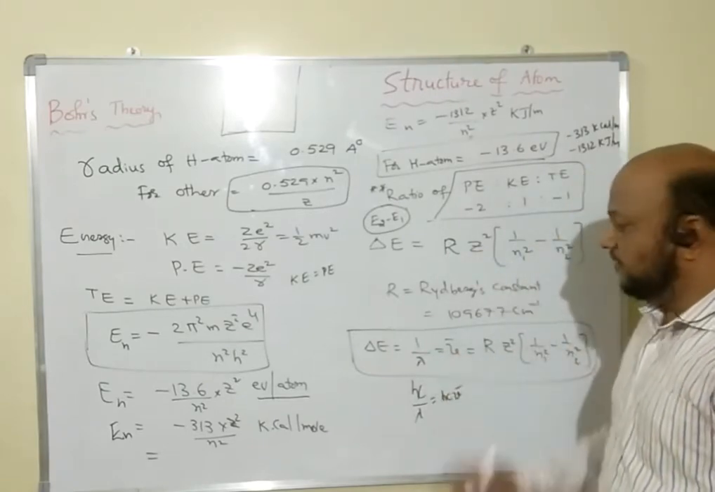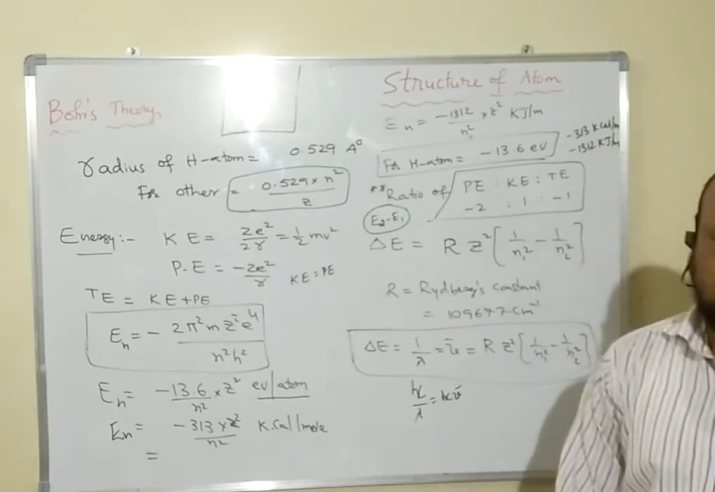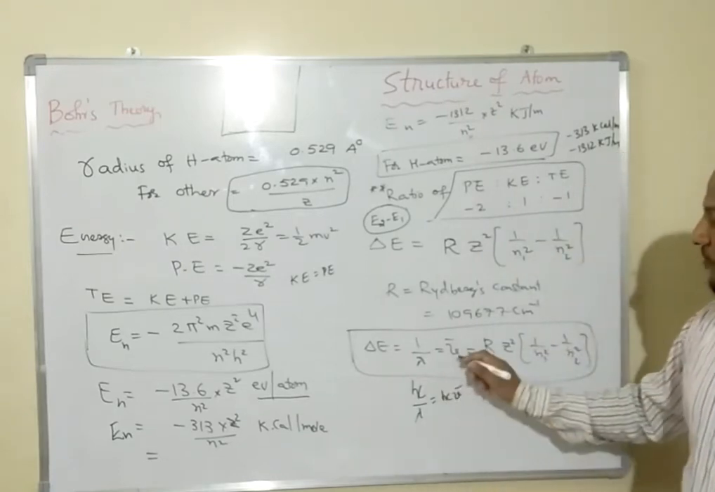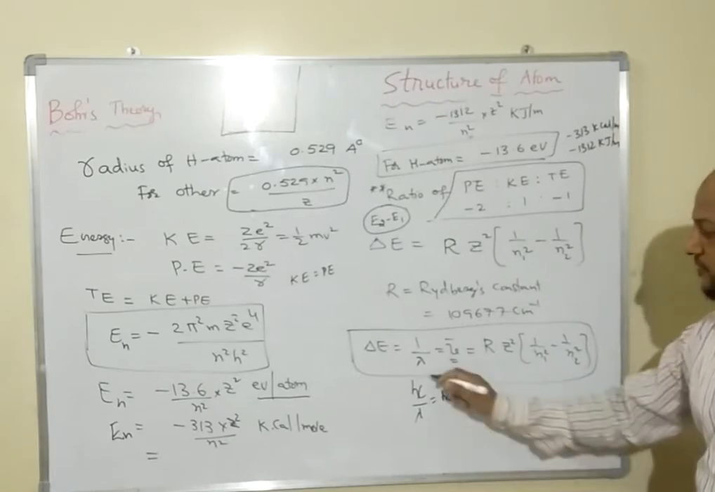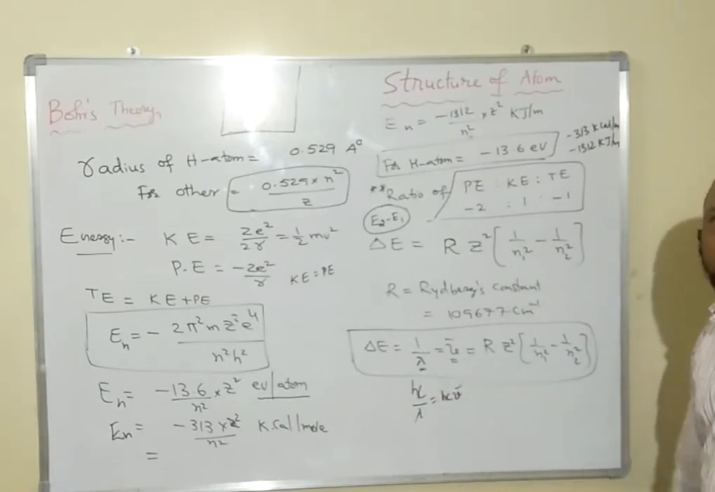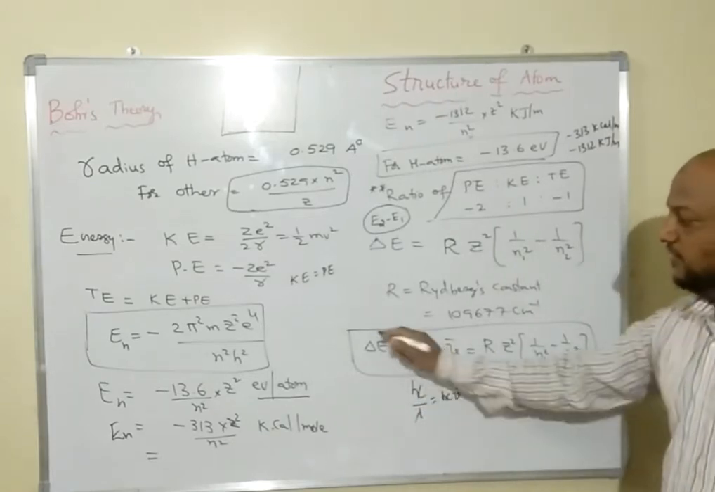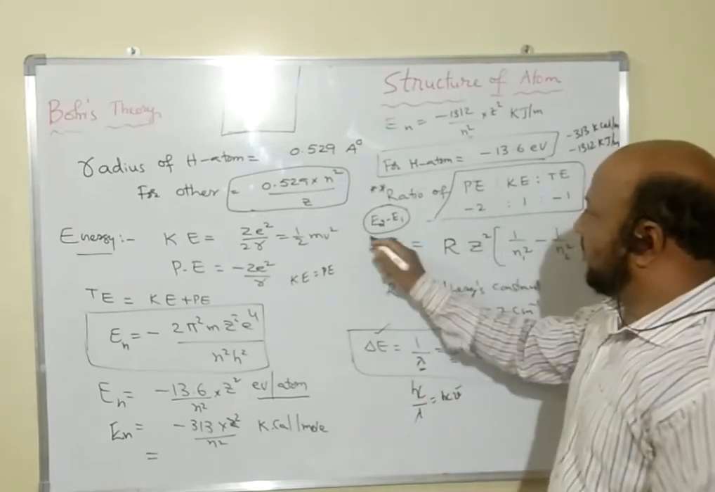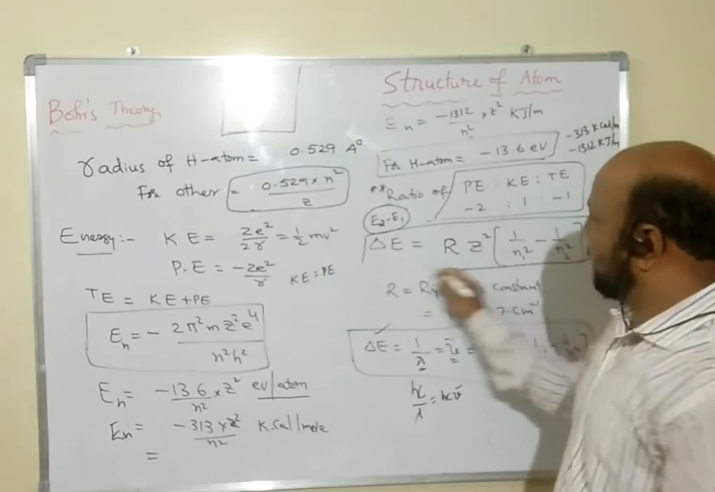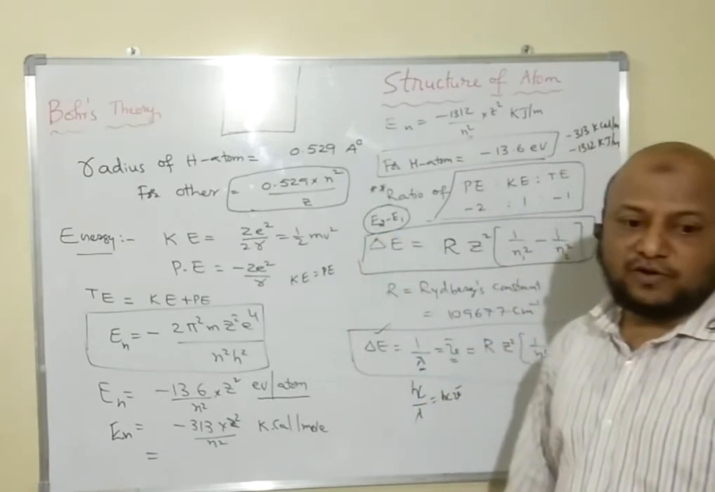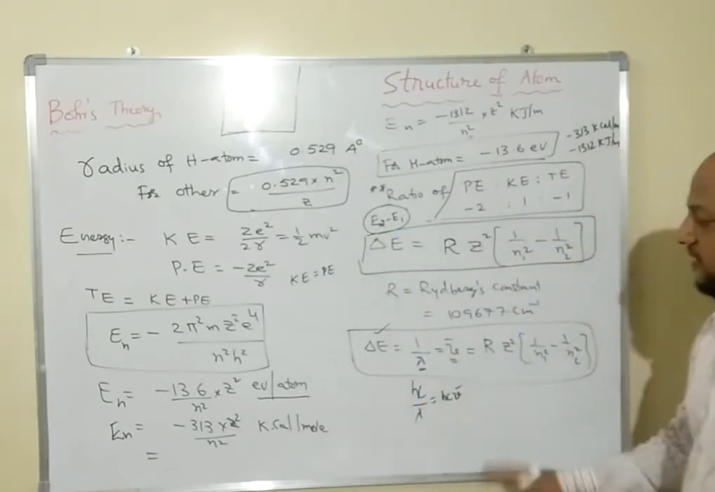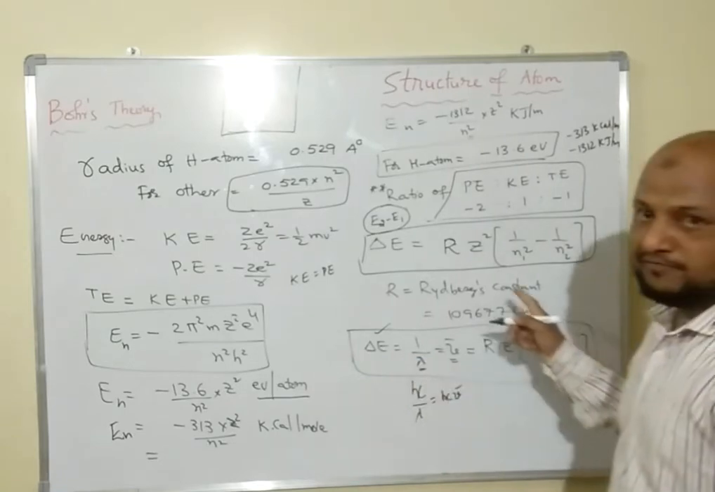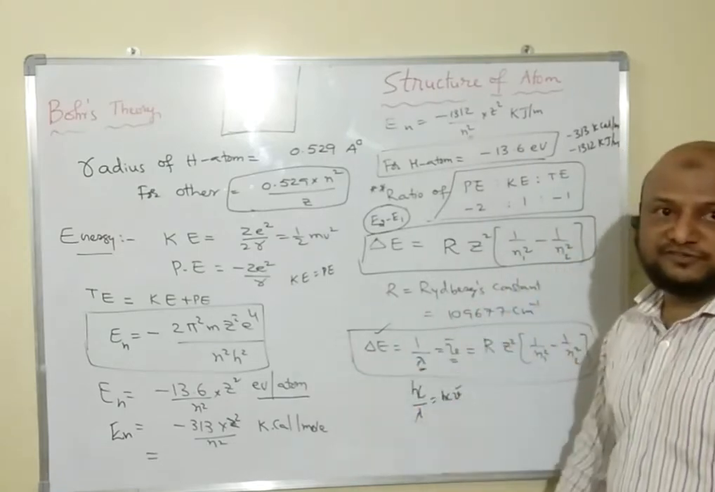Why are we writing this 1 by lambda in the form of mu bar, the wave number? Because sometimes the question asks what the mu bar value is, and sometimes it asks what the lambda value is, not delta E. If it asks for delta energy change, you write this formula directly. But if it asks what the wave number or the wavelength changes are, we use this formula. This is about the energy.